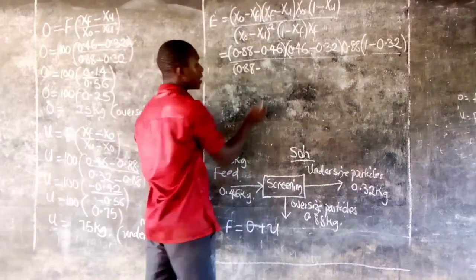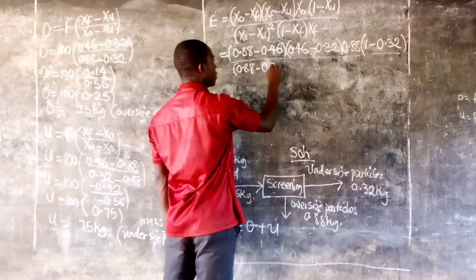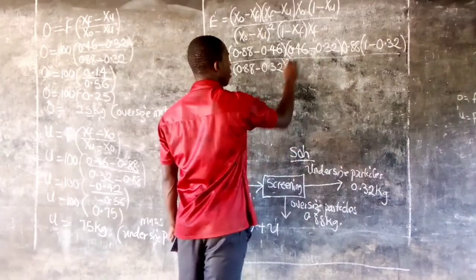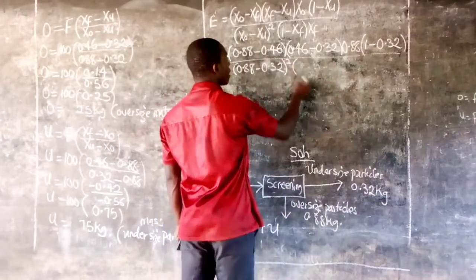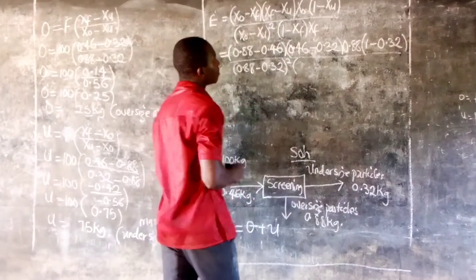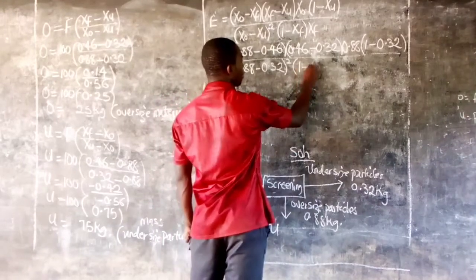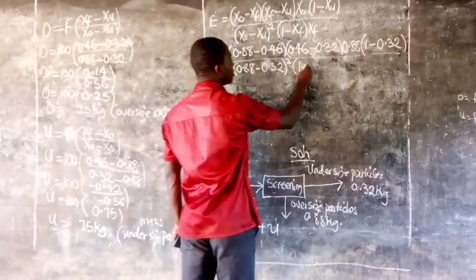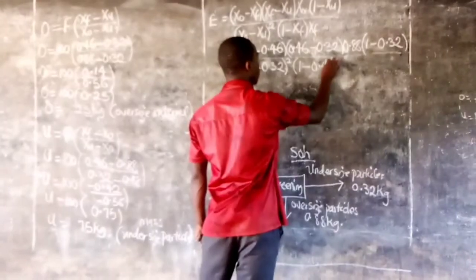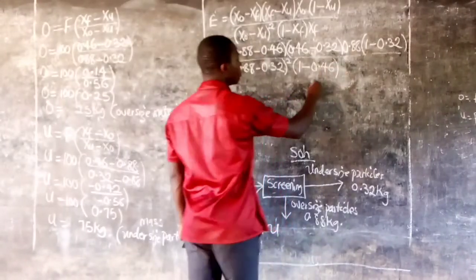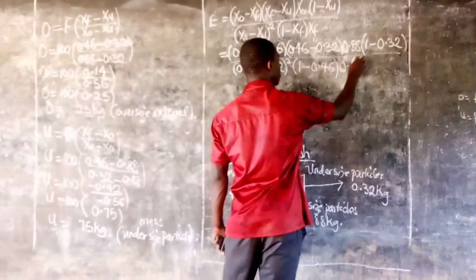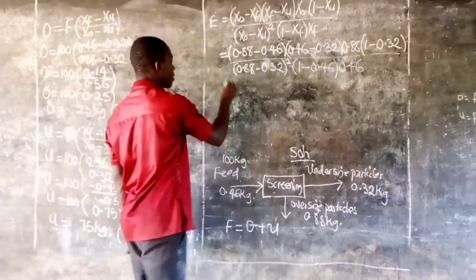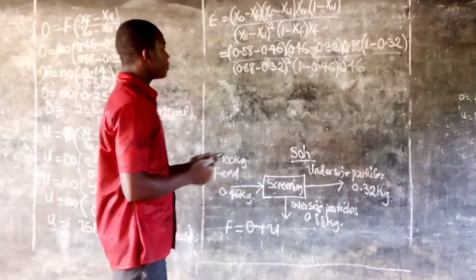Close the bracket, then all divided by the mass fraction of oversized material, that is 0.88, minus the mass fraction of undersized material, 0.32, bracket close, then all squared, then bracket 1 minus the mass fraction of the feed, which is 0.46, bracket close, times 0.46.